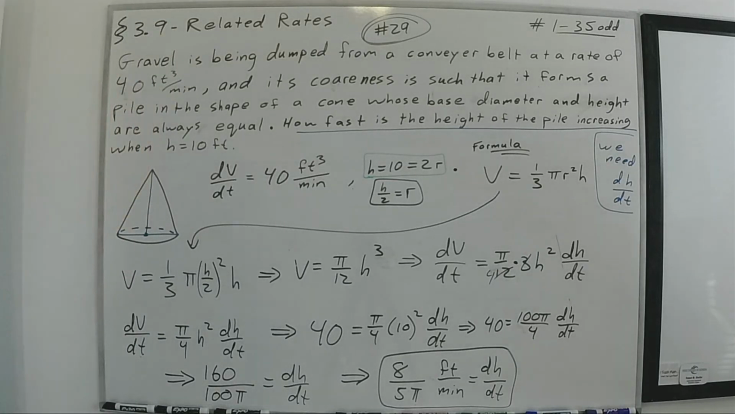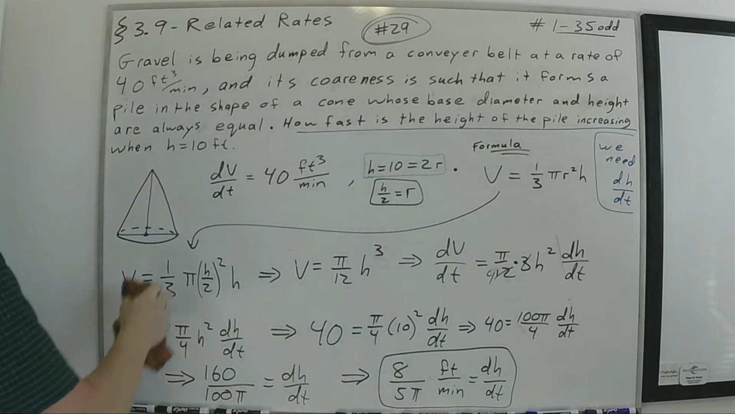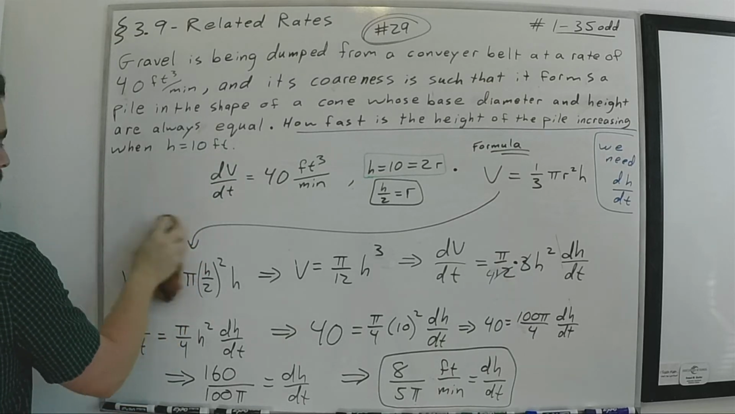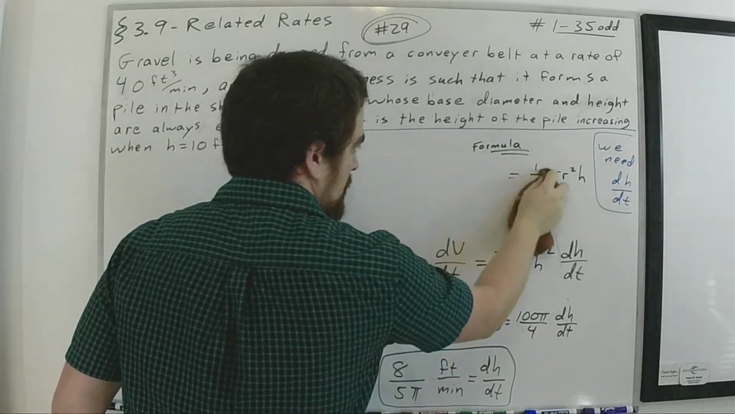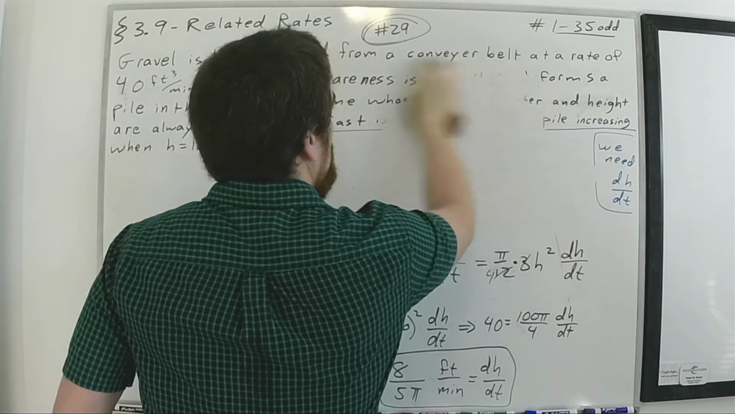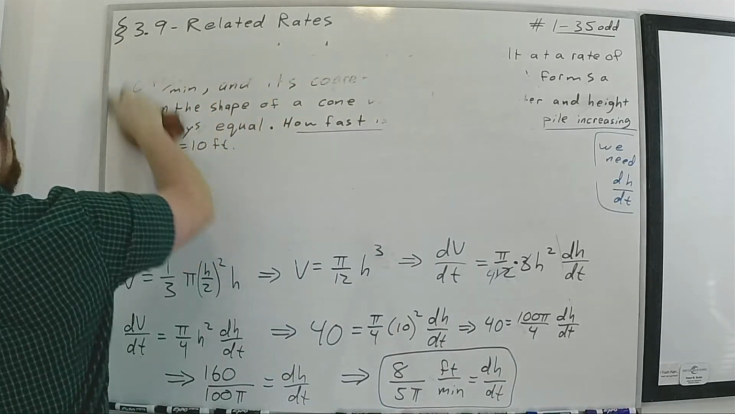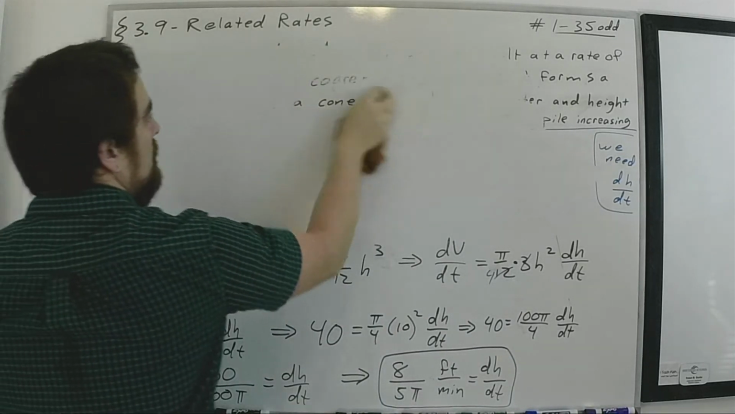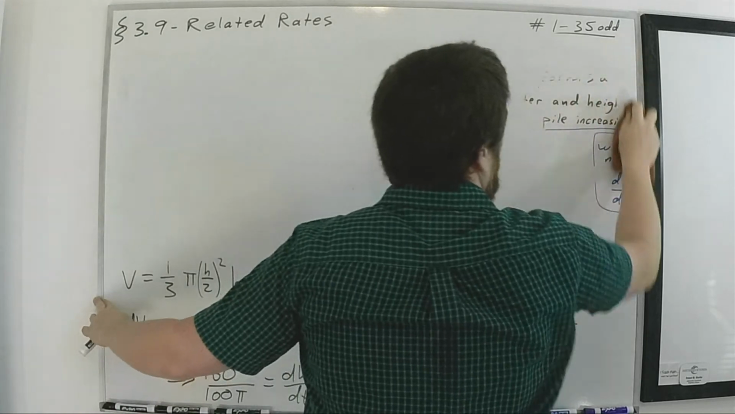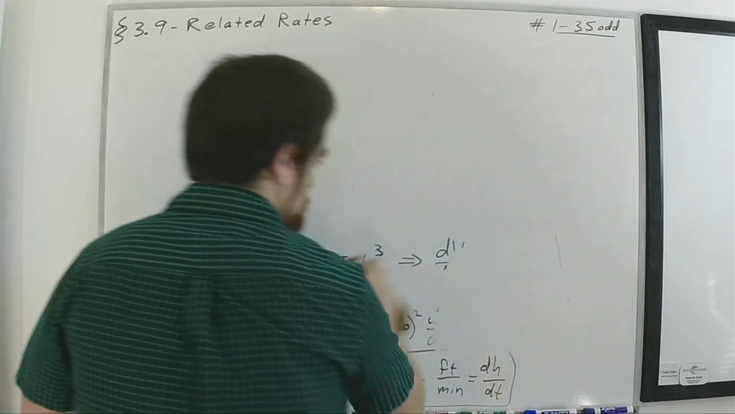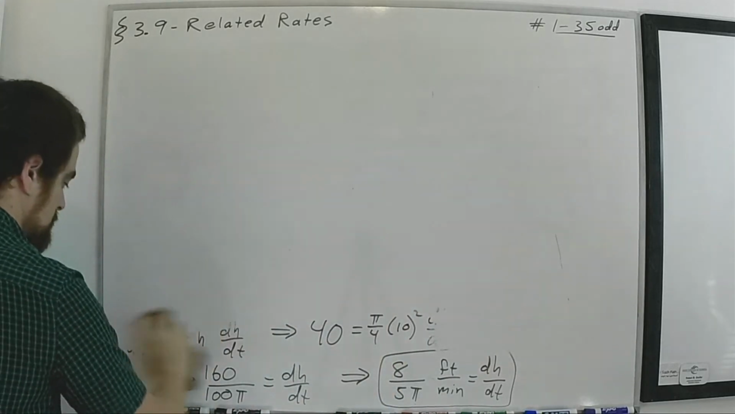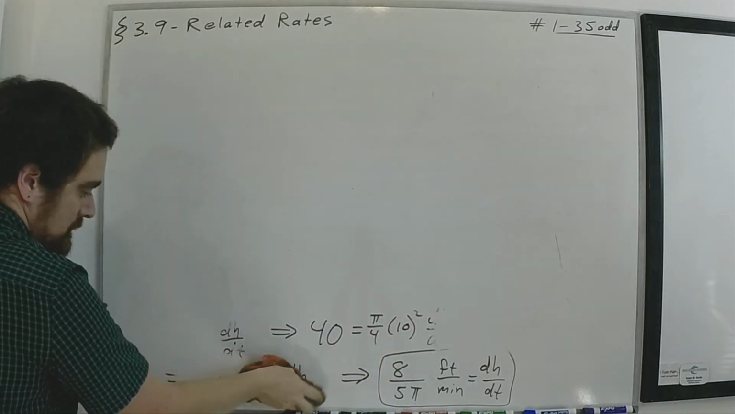So again, it's all about that relationship, using the derivative to get the proper related rate. And again, typically it's going for a formula. You may need to look up a formula if you're unfamiliar with it. Clean all that up down there.